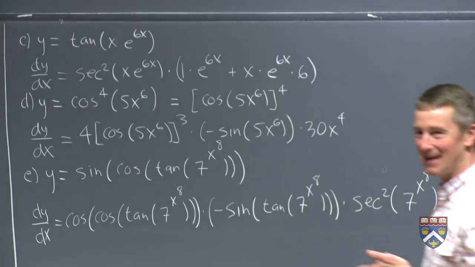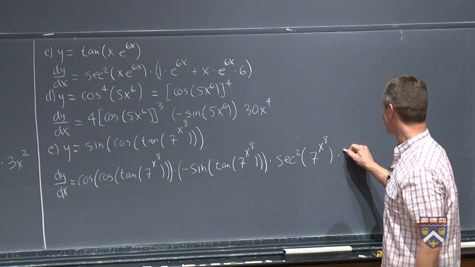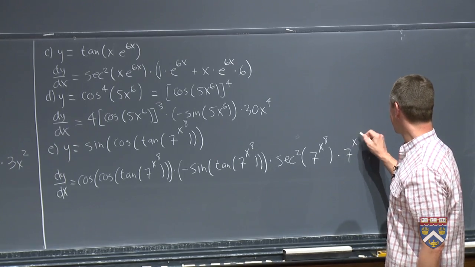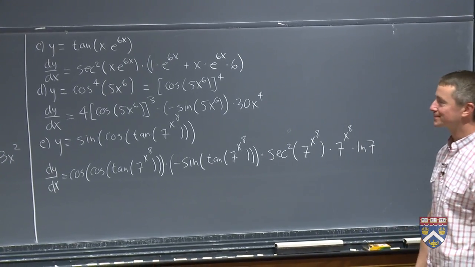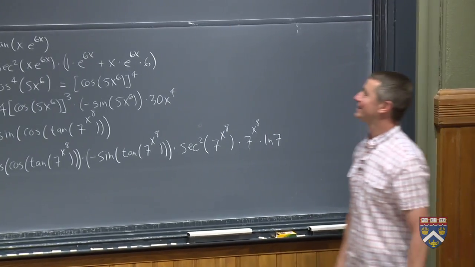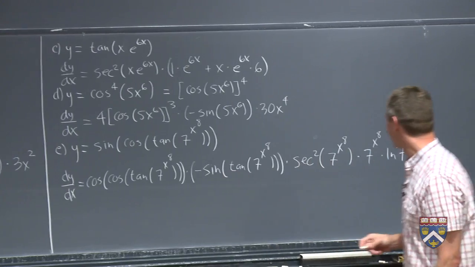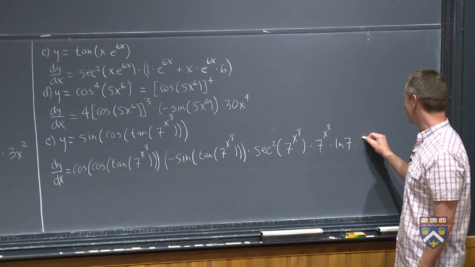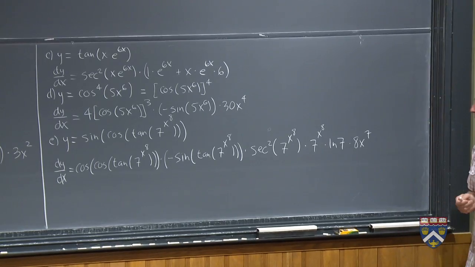You've got 7 to the something. What's the derivative of 7 to the something? That's our exponential rule from last week. That's 7 to the something times ln 7. Now are we done? We are not quite done. Because even inside of the 7 to the exponential function, there was an x to the 8th. So what's the derivative of x to the 8th? 8x to the 7th. And now we really are done.